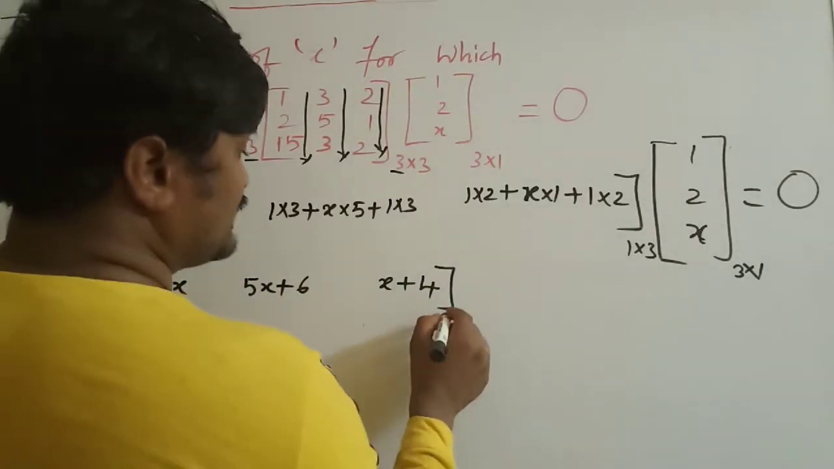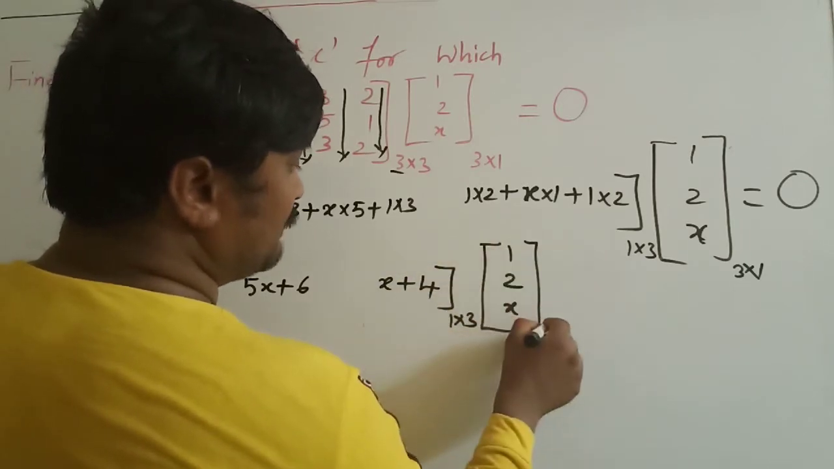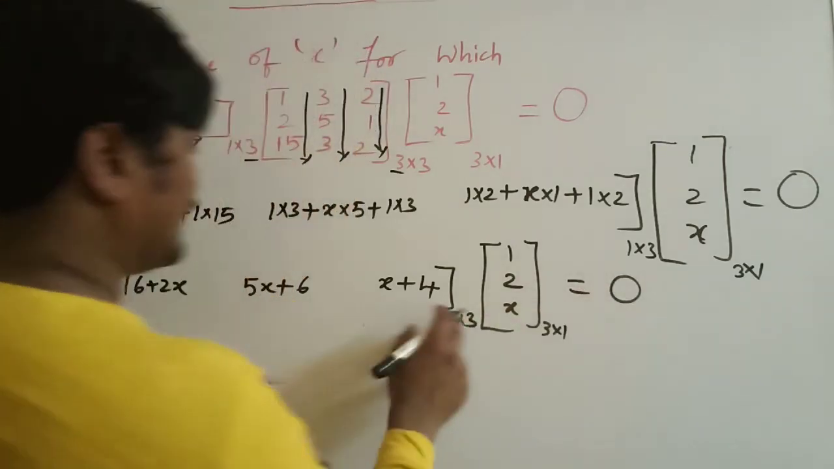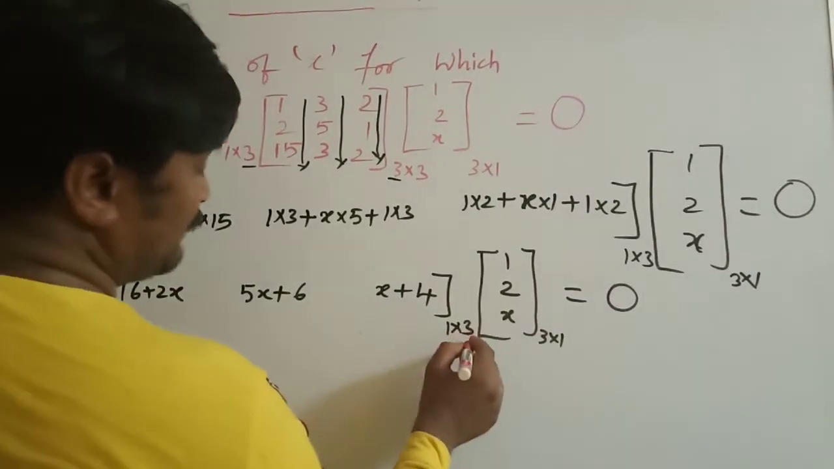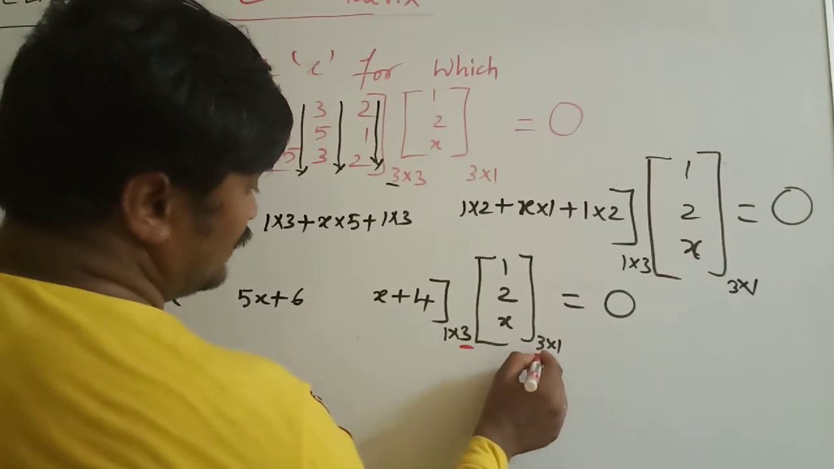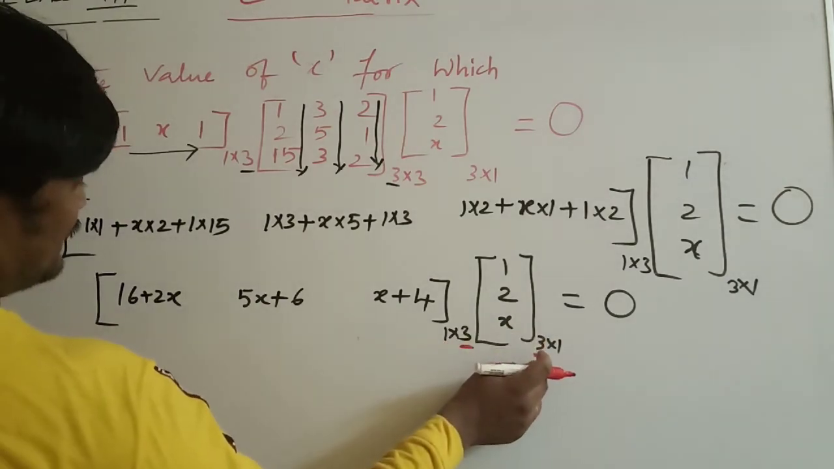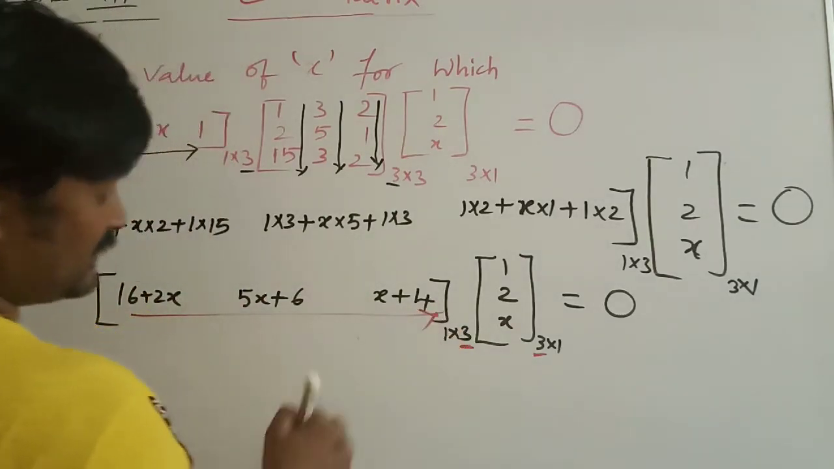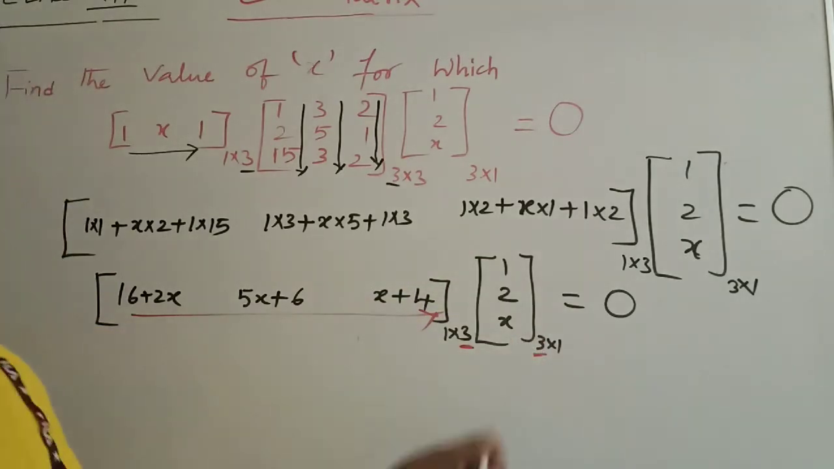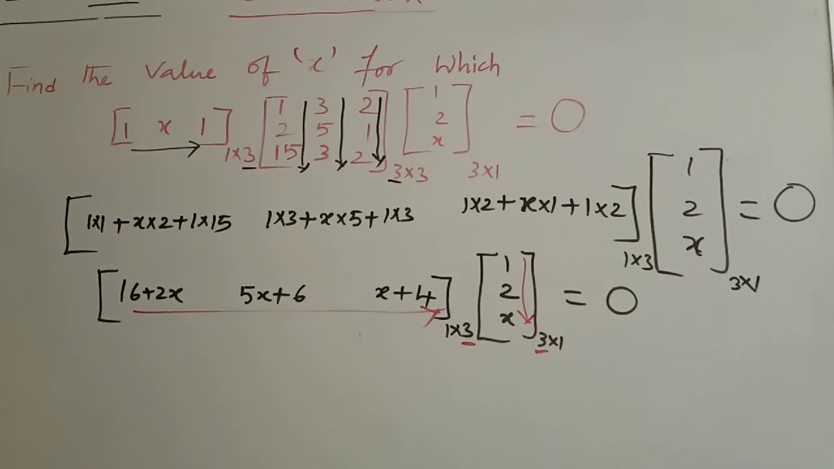So you got this 1 by 3 matrix, simplified, and here 1, 2, x, a 3 by 1 matrix, that is equal to... Now again normal multiplication. Observe carefully: the number of columns of the first matrix and the number of rows of the second matrix should be equal. Here they are equal, so we can multiply. First row multiplied with first column, so only a single element we are going to get now.